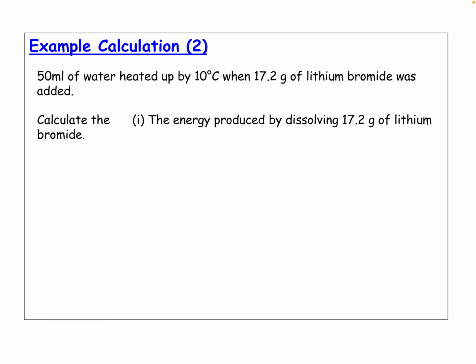Okay, so this is a wee slightly different. Let's first calculate the energy produced by dissolving 17.2 grams of lithium bromide. Notice it says 50 mils of water and it's heated up by 10 degrees Celsius. Okay, please remember not to get confused by the mass. Remember it's a mass of water, so you'll change this 50 mils, not the 17.2. That will come into play later.